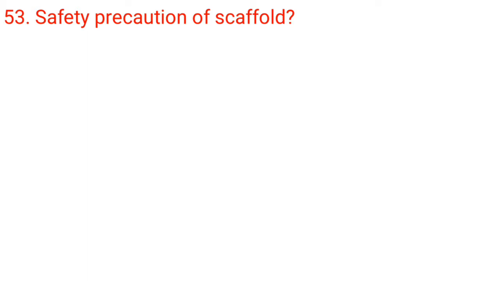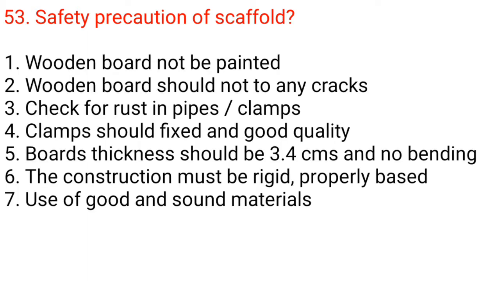53. Safety precautions for scaffolds. 1. Wooden boards should not be painted. 2. Wooden boards should not have any cracks. 3. Check for rust in pipes and clamps. 4. Clamps should be fixed and of good quality. 5. The board's thickness should be 3.4 cm, with no bending.